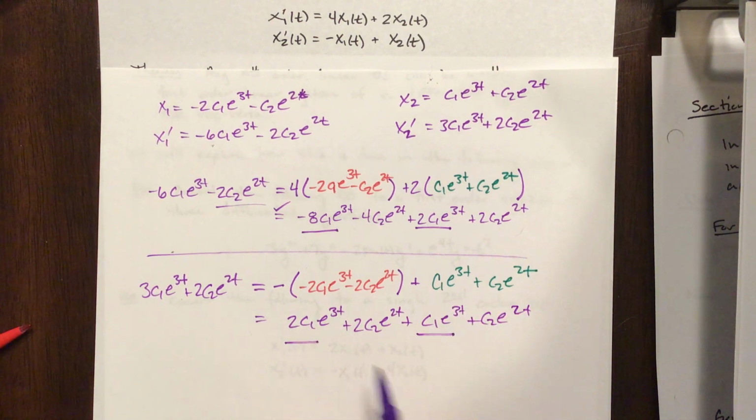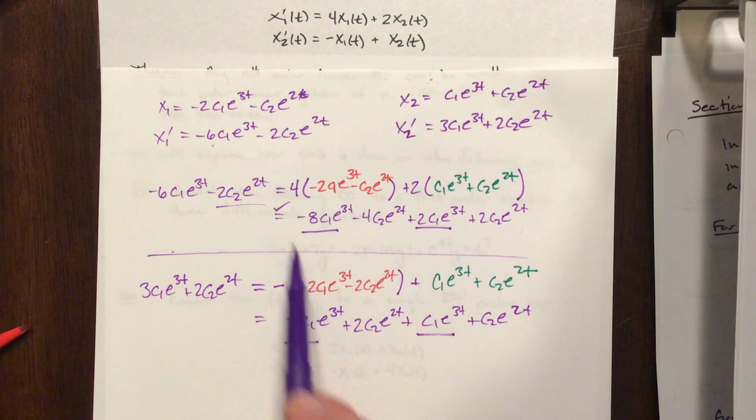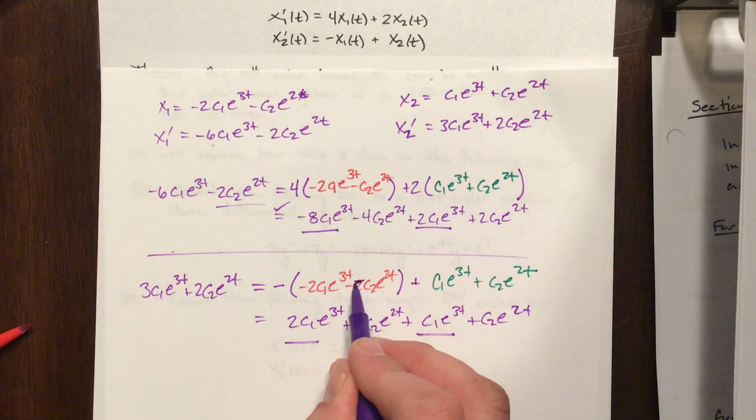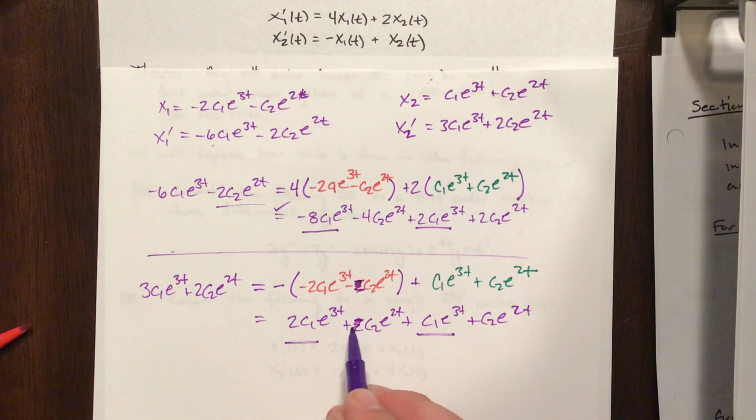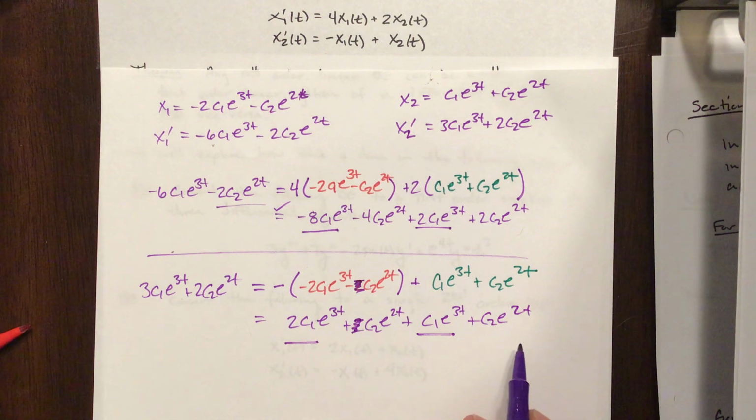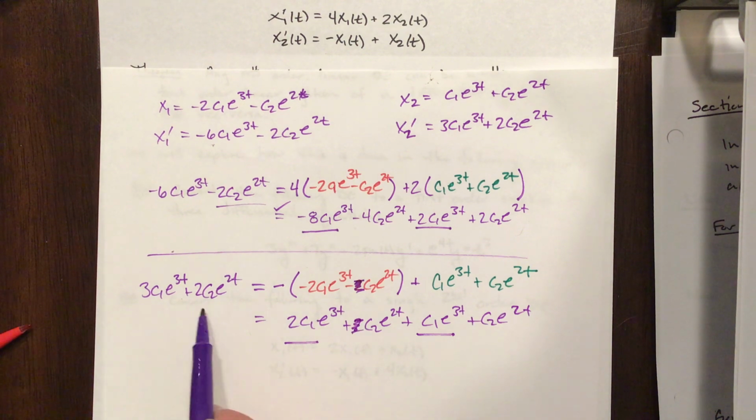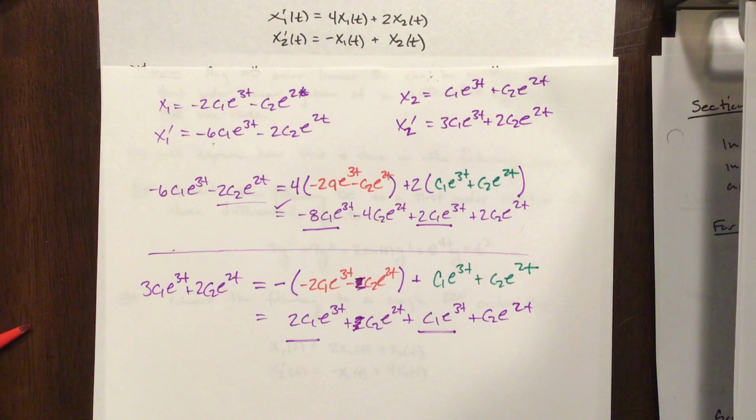Like terms, 2c1 plus c1 is 3c1. 2c2 plus c2 is not 2c2. What did I mess up? Agree, the red function is minus 2c1 minus c2. So this is a 1. There we go. So minus the negative is plus. There we go. c2 e to the 2t plus c2 e to the 2t is 2c2 e to the 2t.